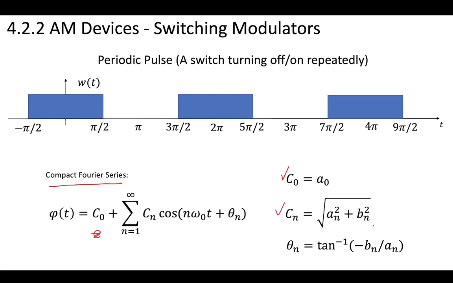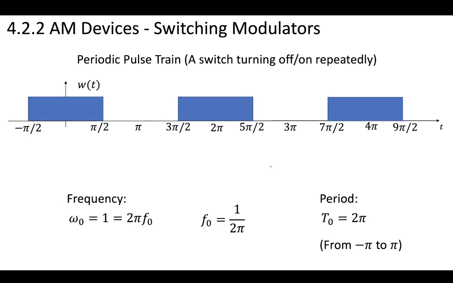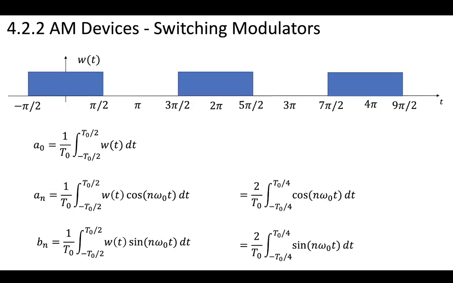So now what are A sub n, B sub n? What are these coefficients? Let's see if we can derive the coefficients for this periodic pulse. Before we go any further, let's take note that the radial frequency, 2 pi f naught or omega naught, is equal to 1. Therefore, the frequency must be 1 over 2 pi, with a period of 2 pi from minus pi to pi. That's what the period is. We're going to be using this information as we go through this work of finding the coefficients.